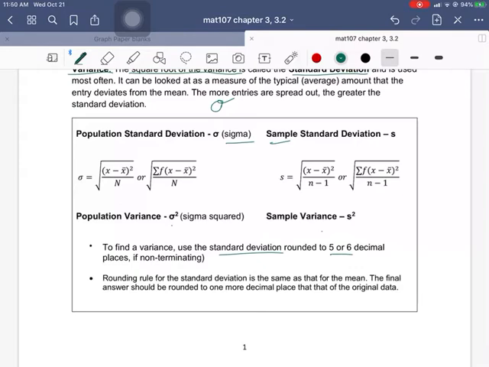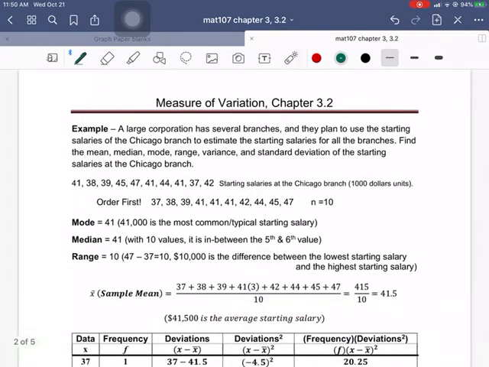Okay, to find the variance, you want to use your standard deviation rounded to 5 or 6 decimal places if it's non-terminating. If you get 4 decimal places in a standard deviation, you should use 4 decimal places. But if it goes on forever, use 5 or 6 and that'll be good enough. The rounding rule for standard deviations is the same as that for the mean. The final answer should be rounded to one more decimal place than the original data. Okay.